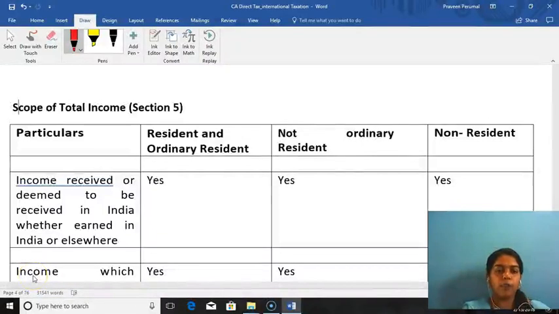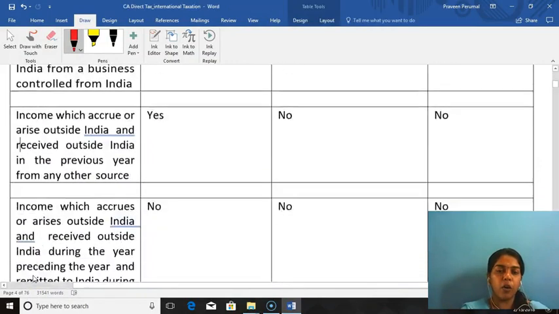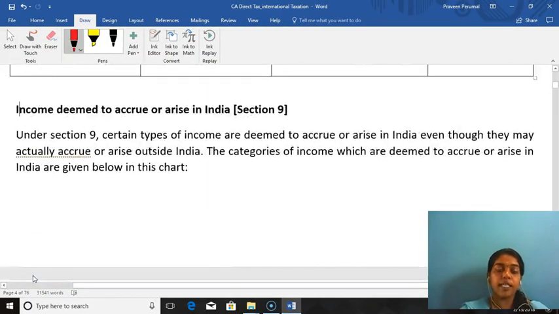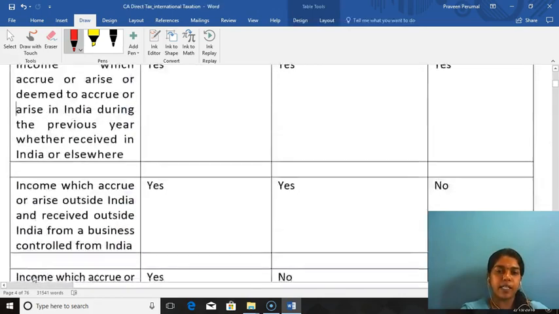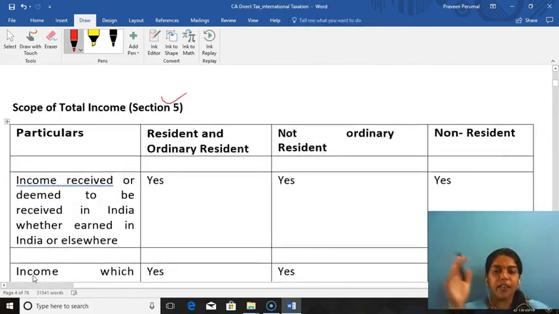Now, scope of total income, that is section 5. Section 5 has to be read along with section 9. That is income deemed to accrue or arise in India. That is section 9. So section 5 and section 9 have a lot of interconnection.